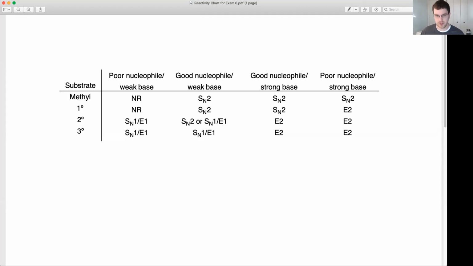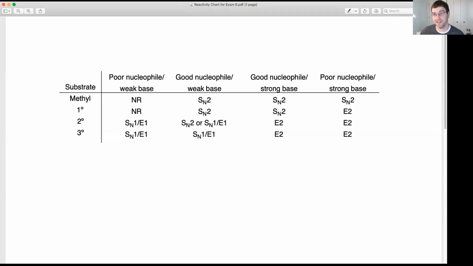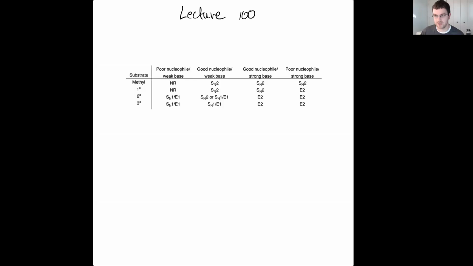This is also posted to... so I think I shared the wrong window. So this is the chart, and this chart is posted to Canvas. Now let's bring up the notes screen. Okay, so we have the notes in front of us. I just pasted the chart that is uploaded to Canvas in Module 6. And this is called the reactivity chart.